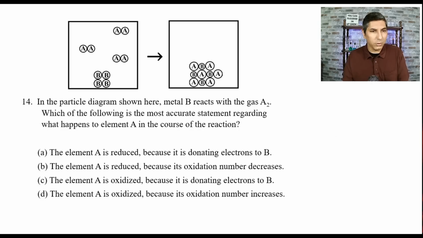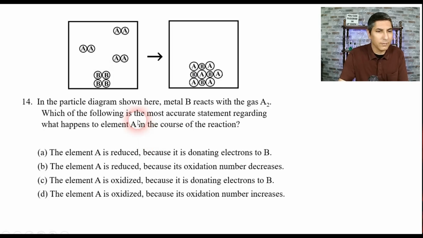Moving on to question 14, we have a particle diagram. It says, in the particle diagram shown here, metal B reacts with the gas A2. Which of the following is the most accurate statement regarding what happens to element A in the course of the reaction? And we have answer choices that all talk about reduction and oxidation. So let's think about what happens when we have substances that are being oxidized and reduced.